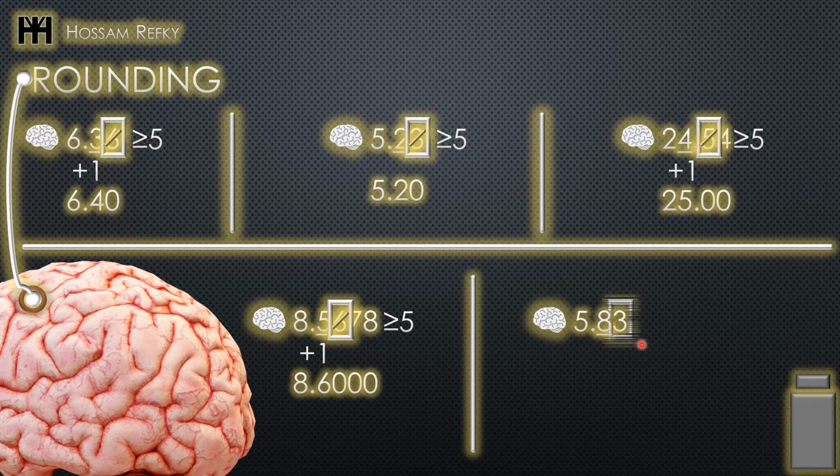5.83. Let's look at the digit after the 8, the 3. Is it bigger than or equal to 5? No. So 8 won't increase. So it will stay 5.8 and the 3 will turn to 0.